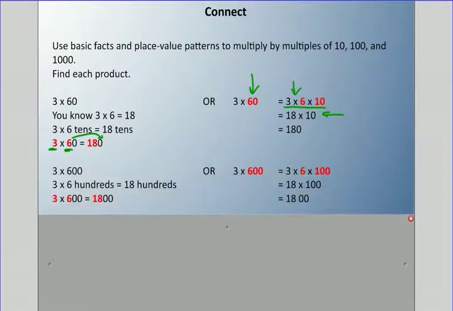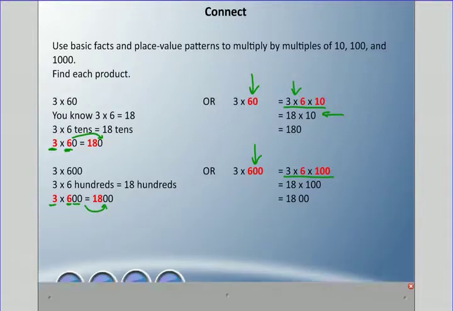Here's another one. 3 times 600. So again, in this situation, we're multiplying the first two numbers and adding the number of zeros, okay? Or again, if you want to break it up, 3 times 6 times 100, 18 times 100. That's kind of what we were just doing there.